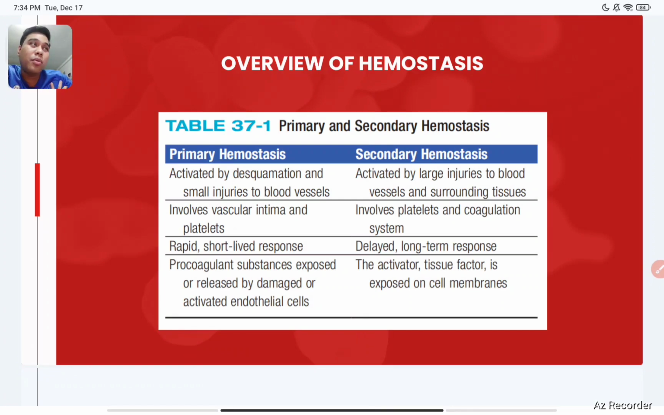Like, guys, sa jowa mo, kung madali mo siyang nakuha, madali din siyang mawawala. Kung pinaghirapan mo siya, mas magtatagal yung relationship, diba?